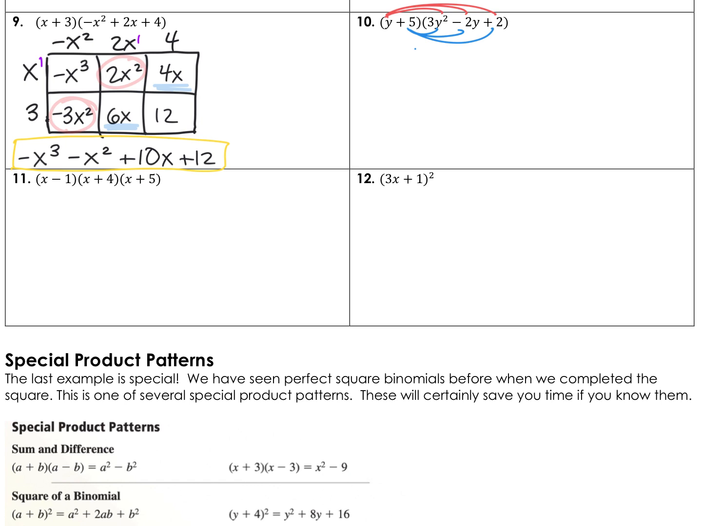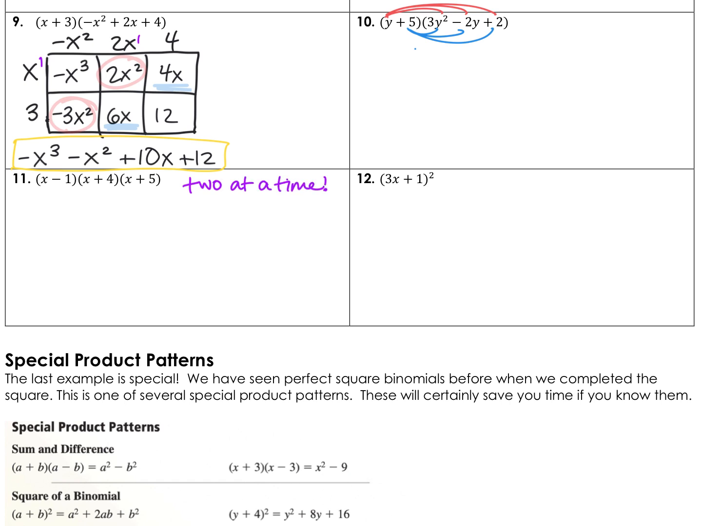All right. Do we have any ideas for how to handle number 11? You can always do the box method if you want. But you've got 3 things, and so far we've only done it with 2 things. So any ideas? Multiply the first and the second parentheses. Yeah. Okay, you can only do 2 at a time. You can't do all 3 at once.